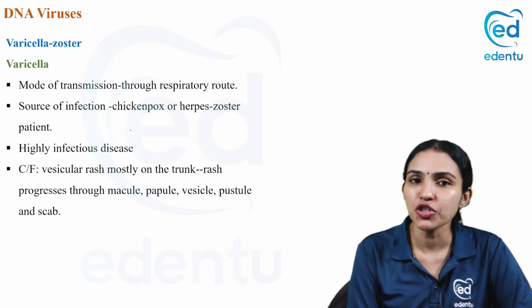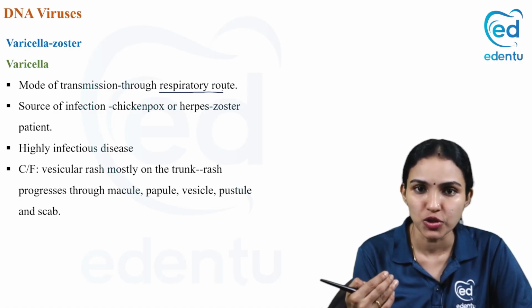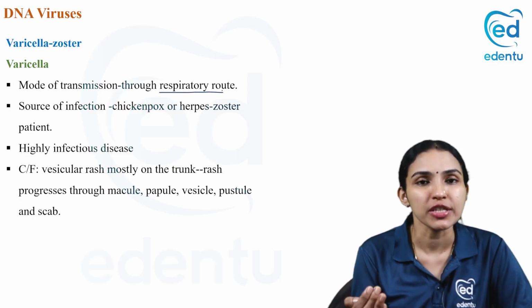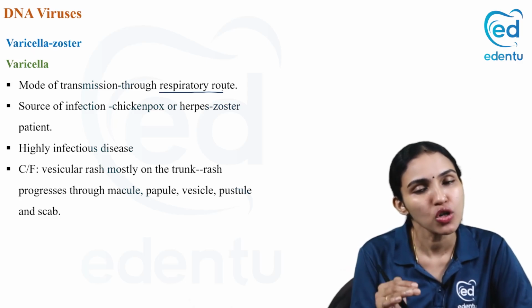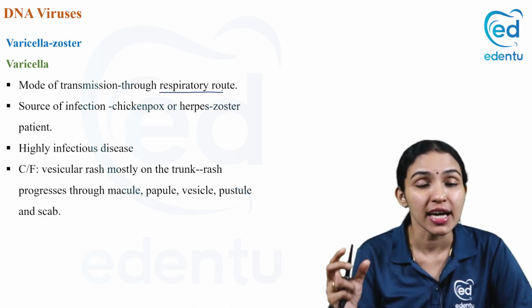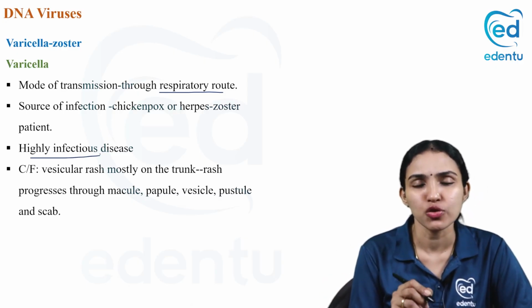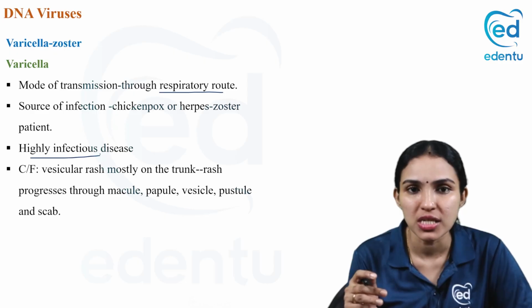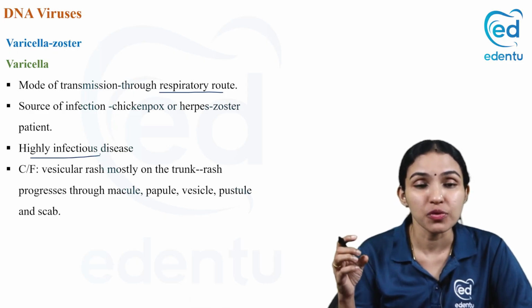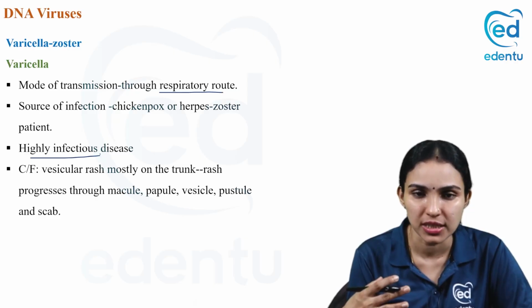The mode of transmission of chickenpox is through the respiratory route, like droplets and airborne transmission. The source of infection can be a case of chickenpox or herpes zoster. Both primary and reactivation disease can act as a source of infection, and they are highly infectious diseases. Once there is a case of chickenpox in a house, most contacts, primary and secondary, have the risk of getting the infection.